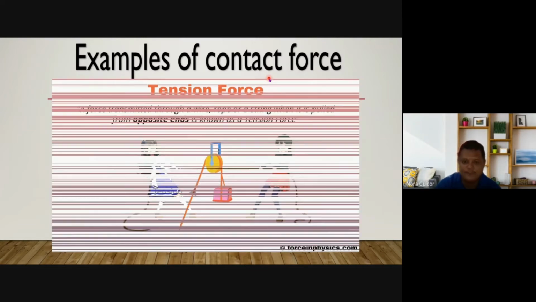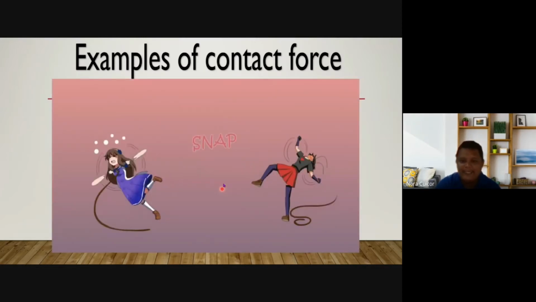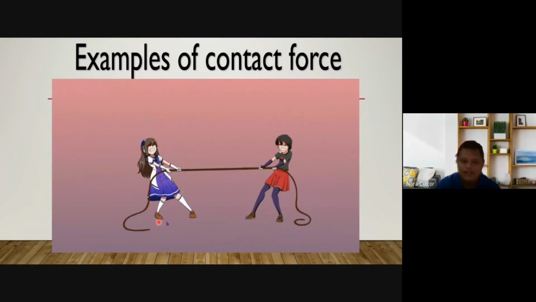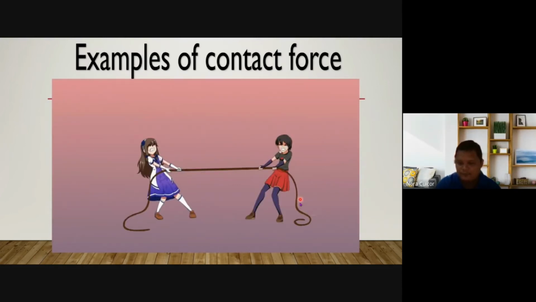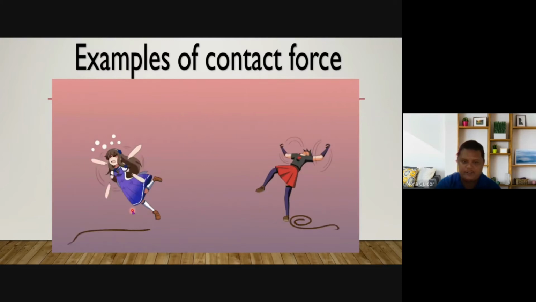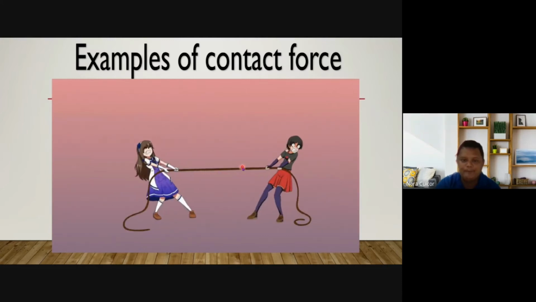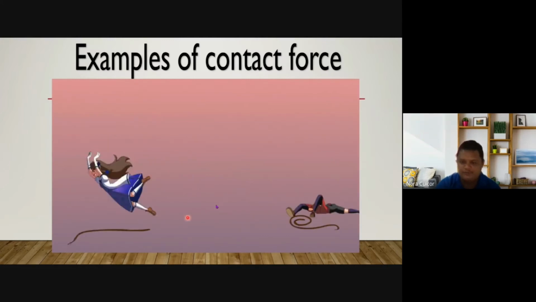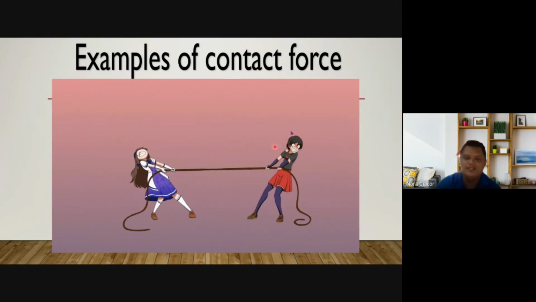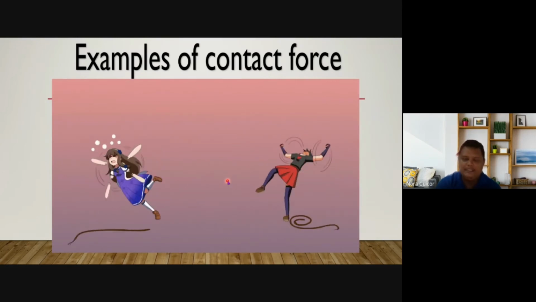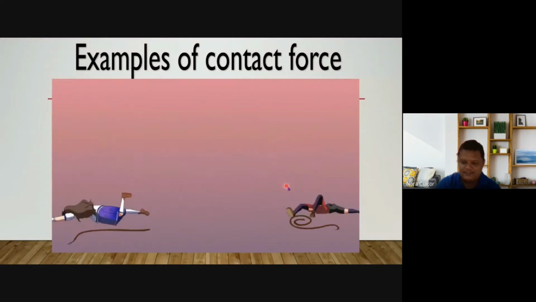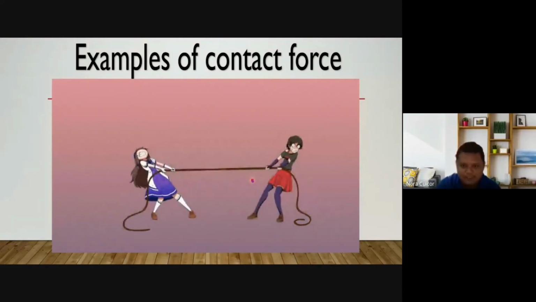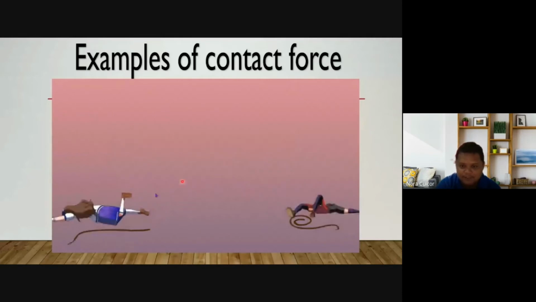Okay, another example is when you play tug of war. One girl is on one end of the rope and the other is on the other end. So they are pulling and making tension. Okay, so tension force is a contact force. Why? Because they are holding the rope.